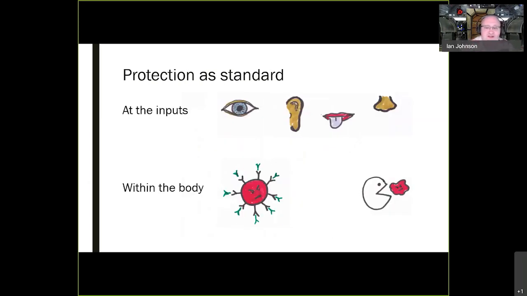We have protection as standard. We protect at the inputs. Our eyes protect themselves from too much light. They react by reducing our iris or even closing the eyelids should there be too much light. But also, our tears contain lysozyme, which protects us against bacteria infection. And every major entry point to our body has some form of protection there. So we're protecting the inputs that we have.